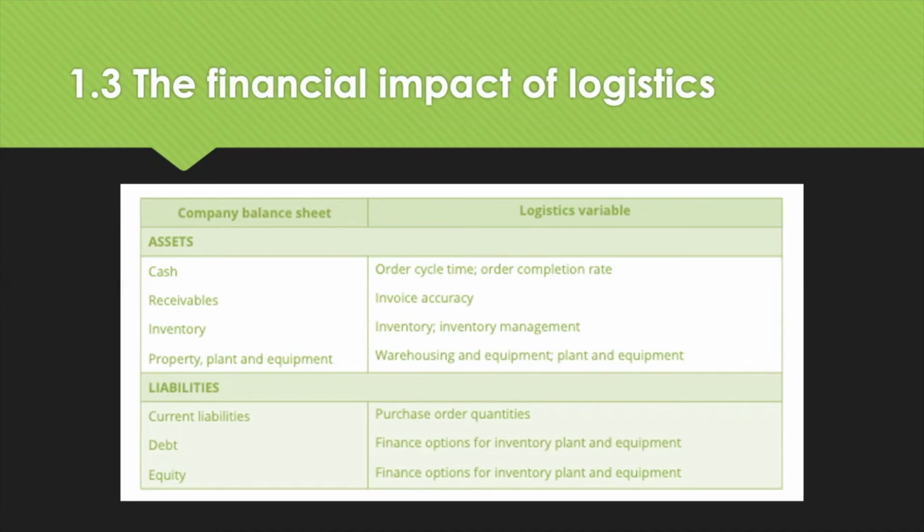So it's worth looking at the impact of that management of logistics and how that can have an impact on the bottom line, specifically the balance sheet. So here you can see the assets and liabilities and the logistic variables. From a cash perspective, it's the order cycle and the completion rate. From the receivables, it's the accuracy of the invoice. And on the inventory, it's managing how much you've got in your inventory, as well as the use of assets like plant, property and equipment. But in terms of the liabilities, it's the order quantities, the debt will look at the finance options, as well as any equity.